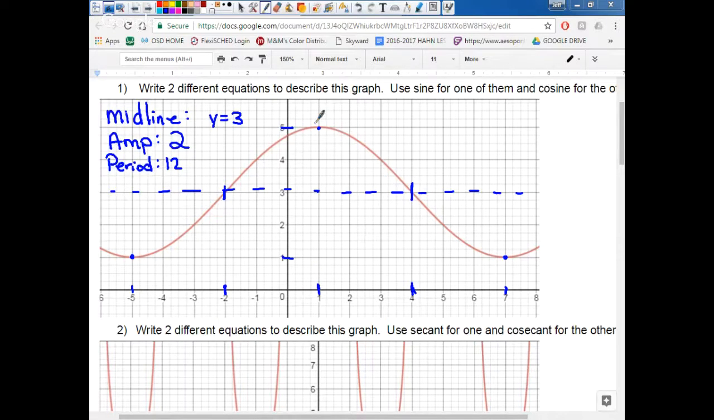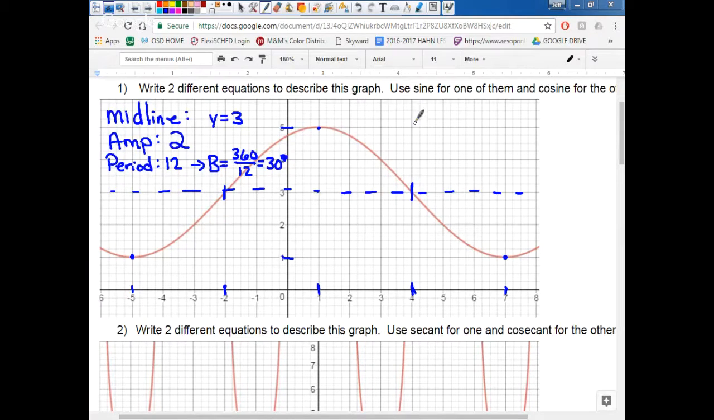So if the period is 12, that means that the B value is 360 over 12 if you're graphing this on your calculator in degree mode, or if you're using degrees. So that's going to be 30. Not 30 degrees, sorry, 30. So that means that every unit represents 30 degrees. We're going to move on to the phase shift.